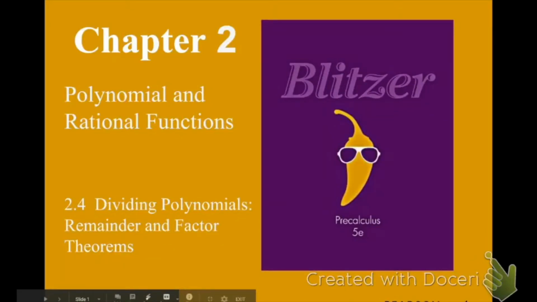Pre-calculus lesson 2.4, dividing polynomials and the remainder and factor theorems. In previous lessons, we've talked about how to do operations with polynomials, but that was addition, subtraction, multiplication. In this case, we want to make sure that we're able to also divide polynomials.